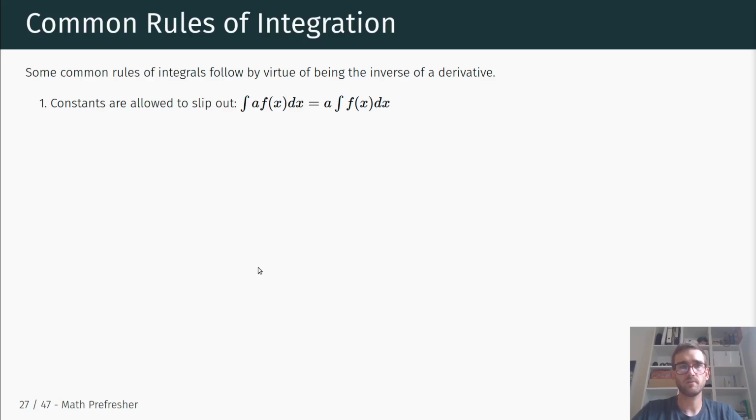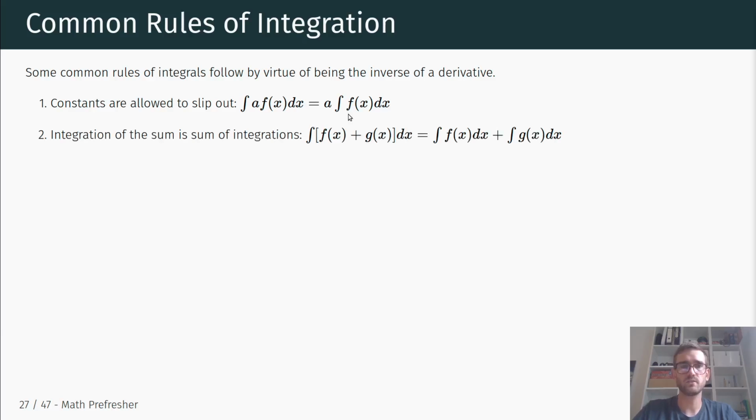So there are some common rules of integrals that we can basically derive by virtue of the integral being the inverse of the derivative. Okay. So first, constants are allowed to slip out of the integral. So as soon as we have a times f of x dx, we can take that a in front of the integral. We also know that the integration of the sum of two functions is the sum of the integration. So the integral of f of x plus g of x with respect to x is equal to the sum of the two integrals.